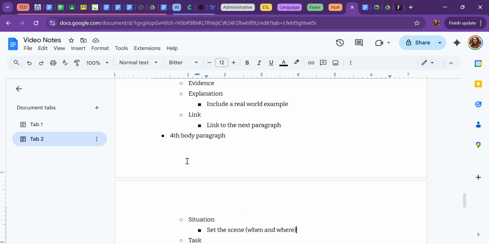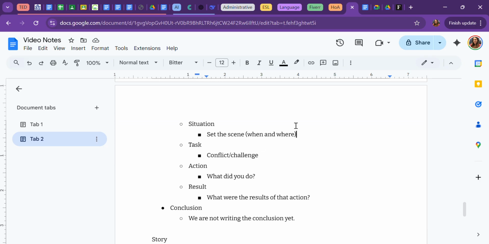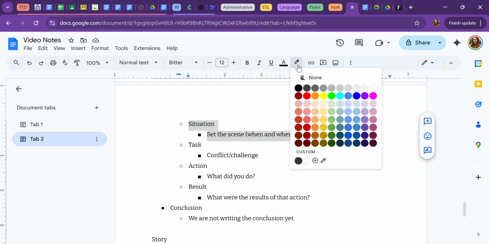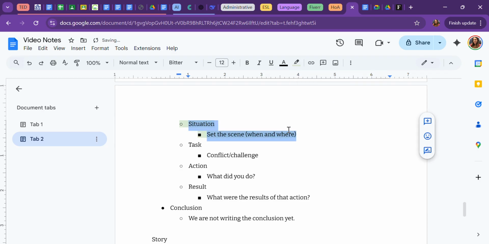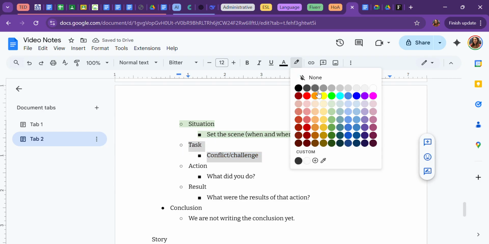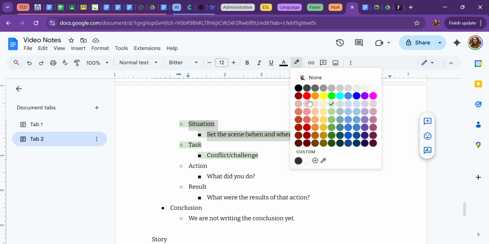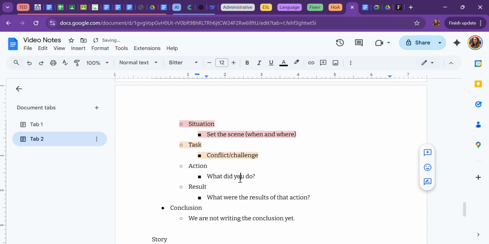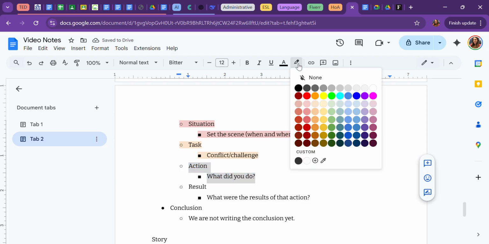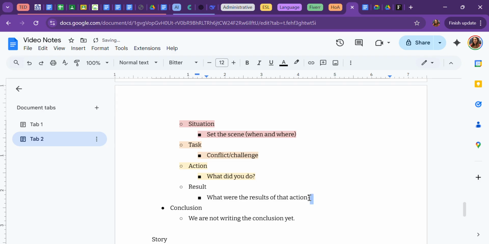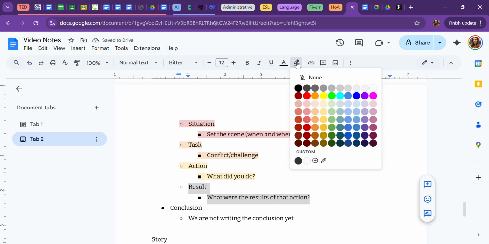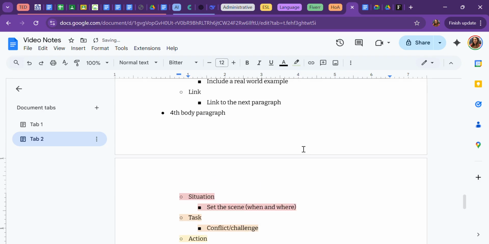Another one I gave you is STAR. So STAR is a little different. So situation. So now we're giving a real world example. Set the scene, when and where. Task, conflict or challenge. Action, what did you do? And result, what were the results of that action?